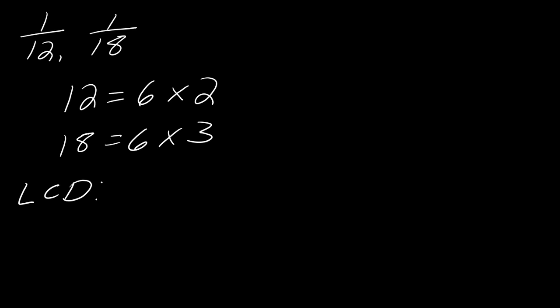So here are my 2 factorizations. I'm going to pick out the LCD. Now remember, we talked about that number that they have in common, that's 6, that goes into the LCD. And now look at what's not in common. So this 2 and this 3, these are also going to go into the LCD, like this. So it's going to be 6 times 2 times 3. And then if you multiply all of that together, you're going to get 36.